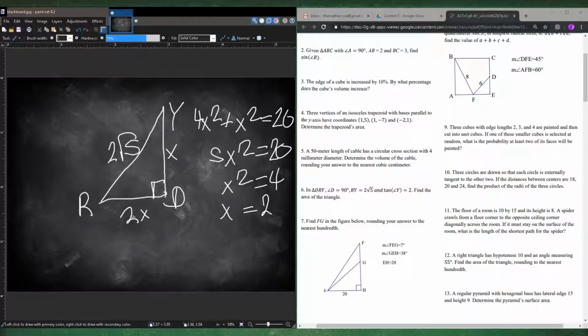So the area, this would be side length 4, and this would be side length 2. The area is just base times height, 4 times 2, divided by 2. So the area is just 4. So the answer for 6 is just 4.